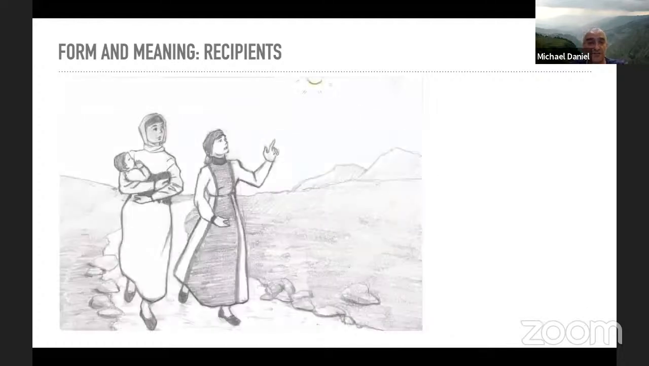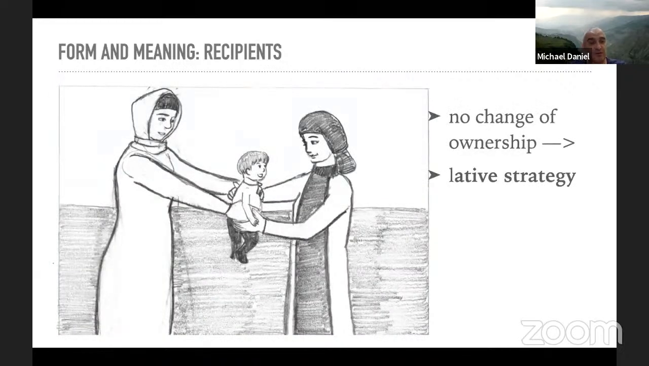Here are a series of pictures drawn by Violeta Ivanova. Small stories telling about acts of giving. So here are two women walking on a road, and one of them notes that the sun is high and it's time for prayer, and the other woman wants to pray, so she hands her son to this first woman. There is no change of ownership, obviously. She only hands over the son for the time being while she prays. So the lative strategy is used consistently. Dative strategy is impossible here.